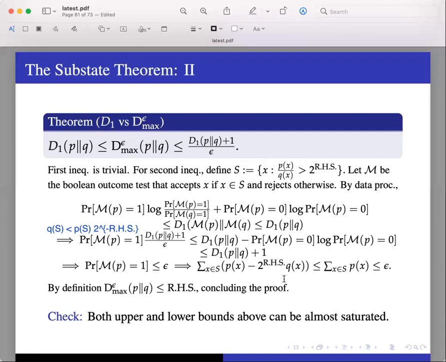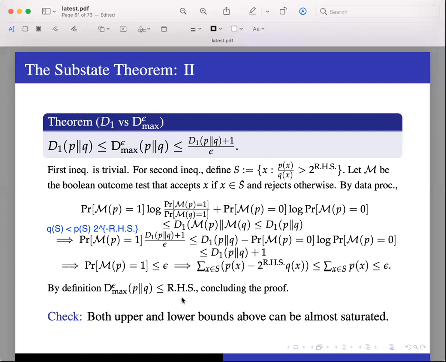Now look at the positive set. What is the positive set? The positive set, which was plus in the earlier notation, is just this set: the set where the ratio is larger than 2 to the threshold, 2 to the RHS for our case. Now over this positive set, you look at this objective function. I sum over points in the positive set of this quantity, and this should be less than epsilon. That was a characterization of D epsilon max. But whatever this is, it is less than the summation over x of p of x, since I'm just dropping the second term, which is less than epsilon. Remember, D epsilon max had a minimization over all thresholds, so whatever it is, D epsilon max is less than this RHS, which concludes the proof.